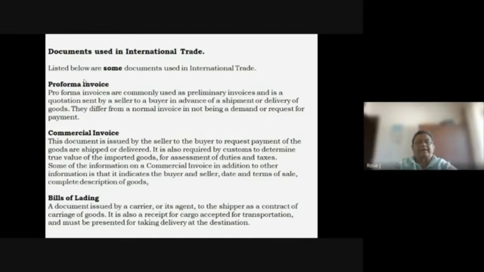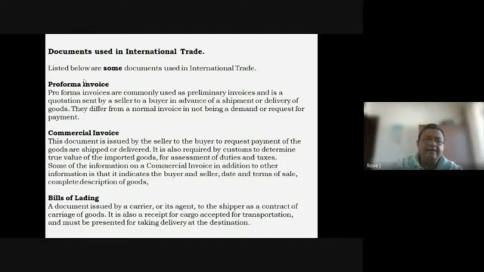Now, having loaded that, the captain of the ship will give you a receipt for the goods he has taken over. Yes, I have taken goods. You go to a railway station, you want to buy a ticket, they give you a ticket, right? So that's like a document.